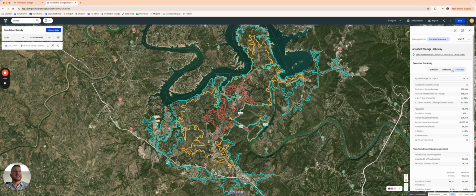And you can see if you adjust this, there's a pretty high saturation in this area. But again, you are kind of near a body of water, so there's potentially a lot of recreational activity, things like that. But this is a clear example of when drive time makes sense over radius. And it really is dependent on the topographical nature of your site.